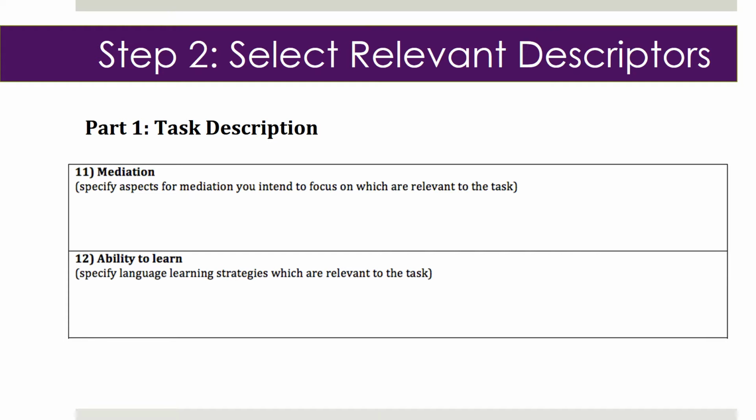Learning is a process of mediating and also reflecting. These are reflected in sections 11 and 12. To complete this section, you will need to consult the CFR Descriptors catalog and the Ability to Learn overview. For selecting relevant mediation descriptors, ask yourself the following question. How will students help themselves and others understand and produce the text linked to the task? For completing section 12, ask yourself, how do students reflect on their learning process and build on their strengths? There are no proper descriptors for ability to learn in the CFR, but our document on ability to learn language learning strategies can help you.